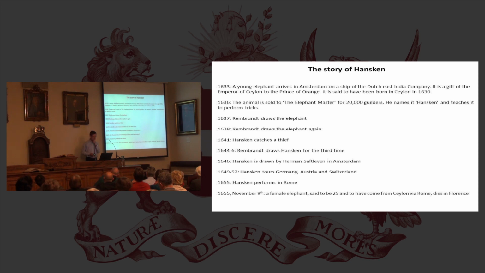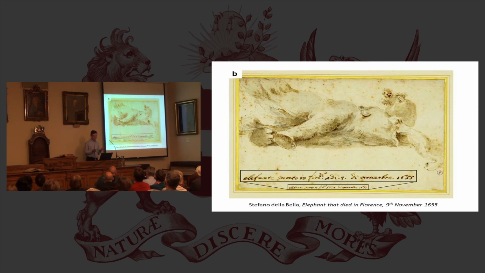And now we're coming full circle, because on the 9th of November 1655 a female elephant said to be 25 years old and to have come from Ceylon via Rome died in Florence. And this is the picture that I said must be the skeleton, but actually this picture is always referred to as a picture of Hansken. So these two stories are meeting from different ends.